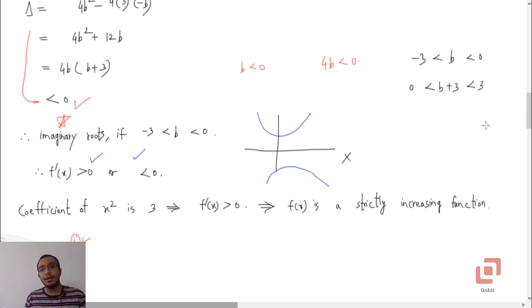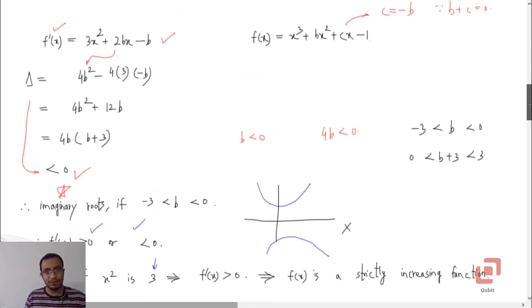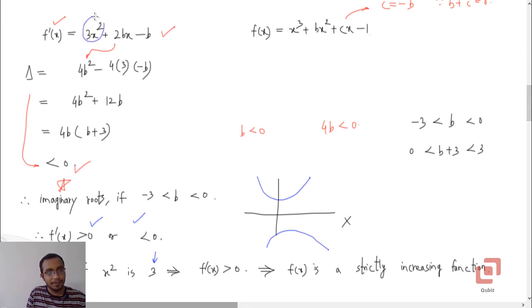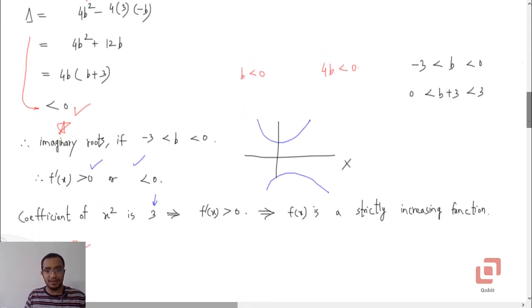Now from the theory of derivatives, what do we know? We know that f dash of x represents the slope; if it is positive, then the function is increasing throughout. If it is negative, then the function is decreasing throughout. Now because we have coefficient of x squared to be 3 because of the derivatives, we can say that f dash of x is always positive. Correct? And because f dash of x is always positive, f of x is a strictly increasing function.